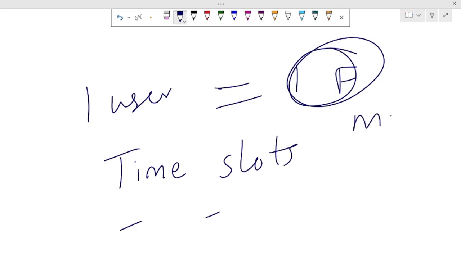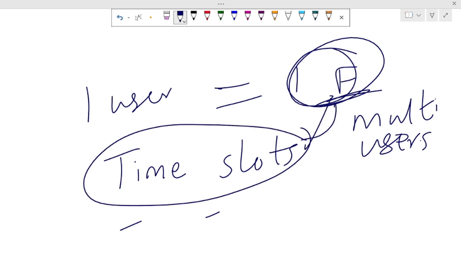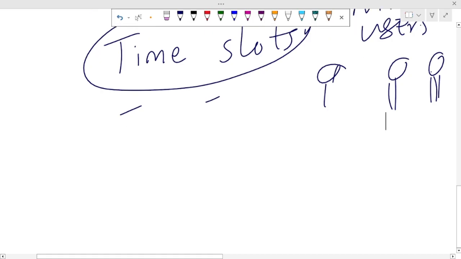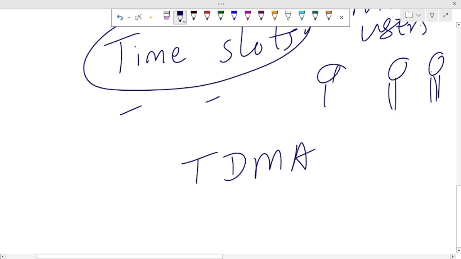So multiple users can now make use of one frequency. But when using one frequency, each user will have different time slots for the same frequency. So user 1, user 2, user 3, user 1, user 2, user 3, all of them can make use of the same frequency but at different times. Are we seeing it now? So this is what is known as time division multiple access. Are we getting it?